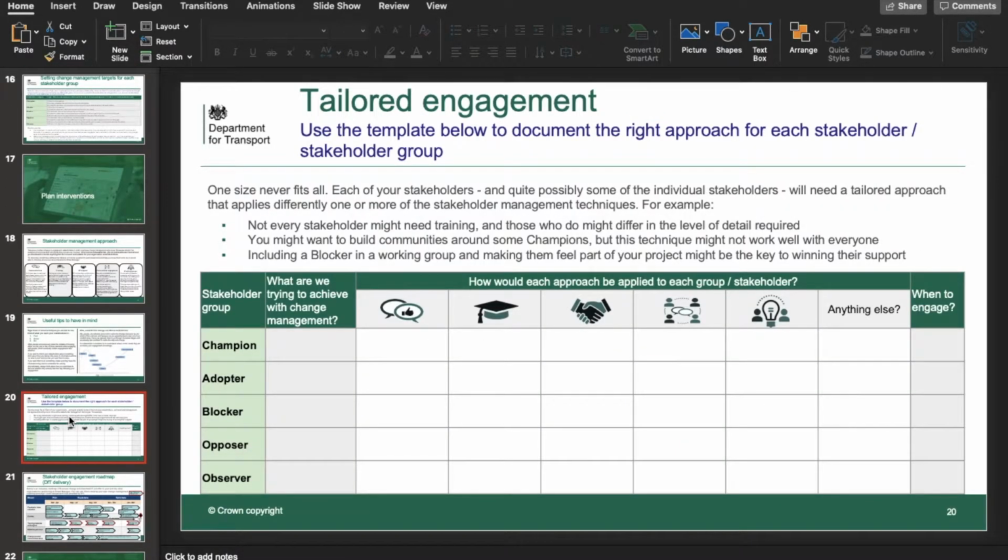Going back to the tailored approach point, you can use the template on this slide to define how you're going to change your engagement per category. It's important not to assume that a one-size-fits-all approach can work in every situation.